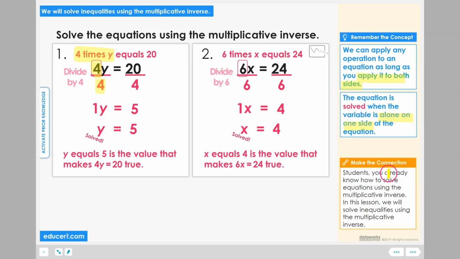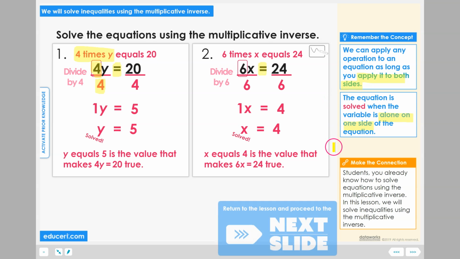Students, you already know how to solve equations using the multiplicative inverse. In this lesson, we will solve inequalities using the multiplicative inverse. We're going to do the exact same steps. We'll just have a different comparison symbol, no longer equations, but one of our inequality signs.